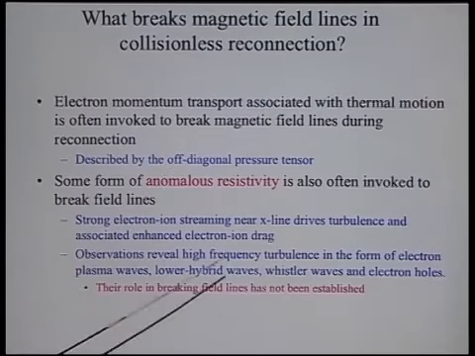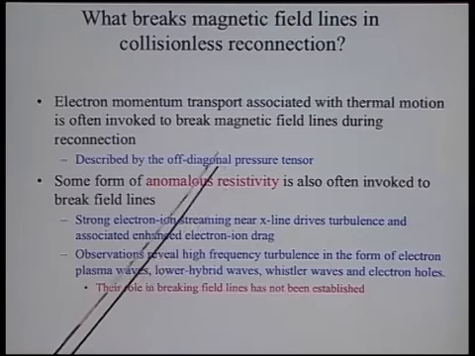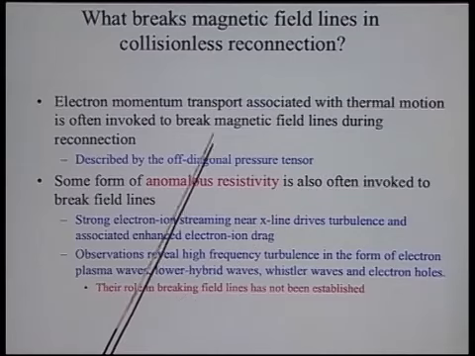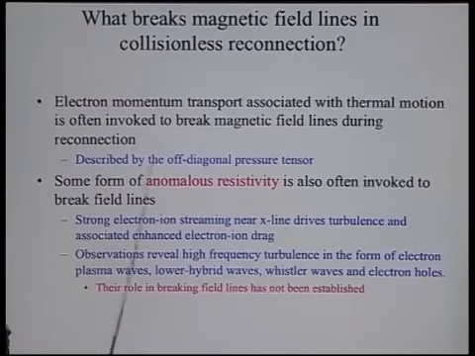Now, in the last few years, there's been a fairly broad consensus that the electron momentum transport associated with thermal motion actually breaks field lines. People always talk about the so-called off-diagonal pressure tensor, but that represents exactly what I said. It gives you effective momentum transport associated with the thermal motion of the particles. So that often seems to work.